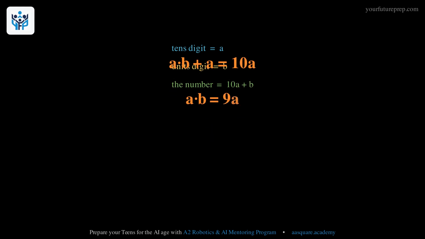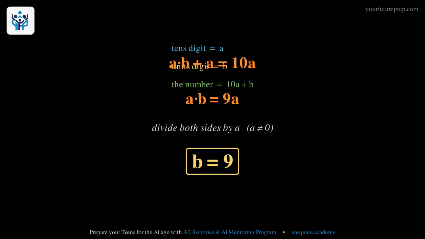Subtract A from both sides. That gives A times B equals 9A. Since A is a non-zero digit, we can divide both sides by A, and we get B equals 9. So the units digit must be 9.